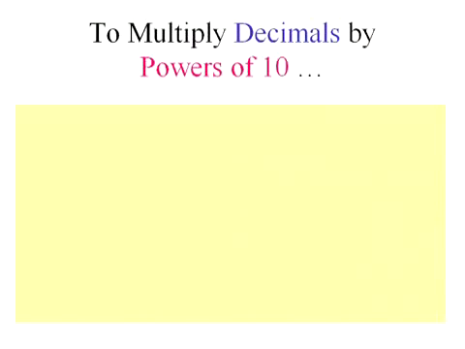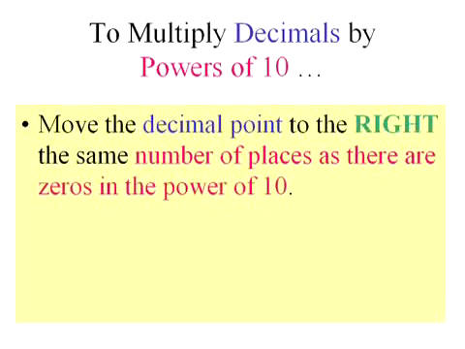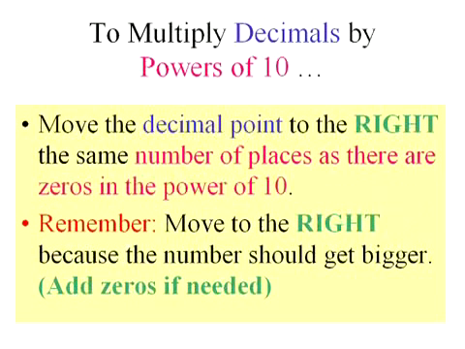So that was a nice shortcut when we multiply by some power of 10. Excuse me, Professor Brainiac. Okay, here's the shortcut. You move the decimal place to the right the same number of places as there are zeros in the power of 10. That's multiplying by powers of 10. Remember, though, we're moving to the right because when we multiply, the number should get bigger. And if we need to, we can add zeros.